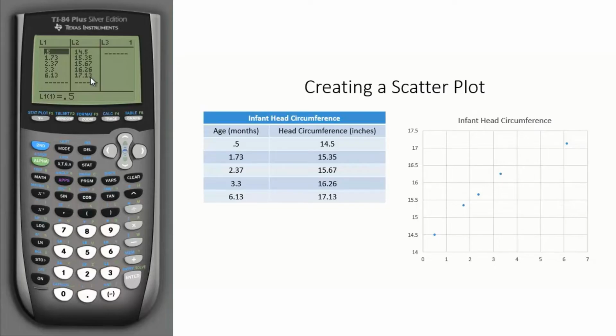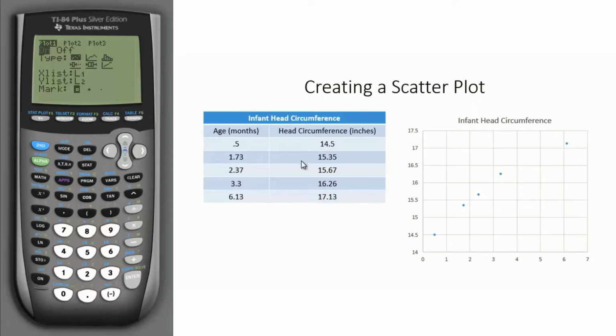To do that, we need to make sure that our stat plot is turned on. So we go to second Y equals, or second stat plot, and press enter, and enter again to turn plot 1 on. Notice that our X list is L1, which is our infant's age, and our Y list is L2, which is our head circumference.